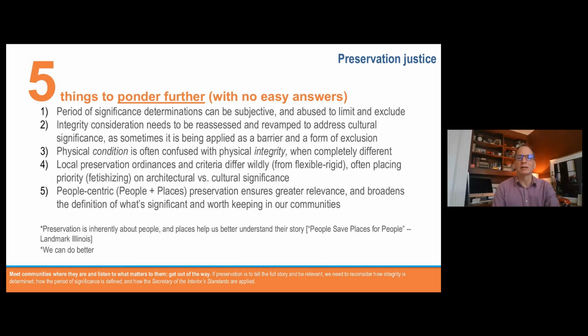Also, this issue: do we need to reassess or revamp the way we look at integrity considerations, as it can be a barrier and a form of exclusion? The idea that physical condition is often confused with physical integrity when they're completely different things, and that local preservation ordinances and criteria differ wildly across the country, some of which give priority more to architectural versus cultural significance. And lastly, that what we do is people-centric preservation, ensuring that there's greater relevance and that it's about people first.